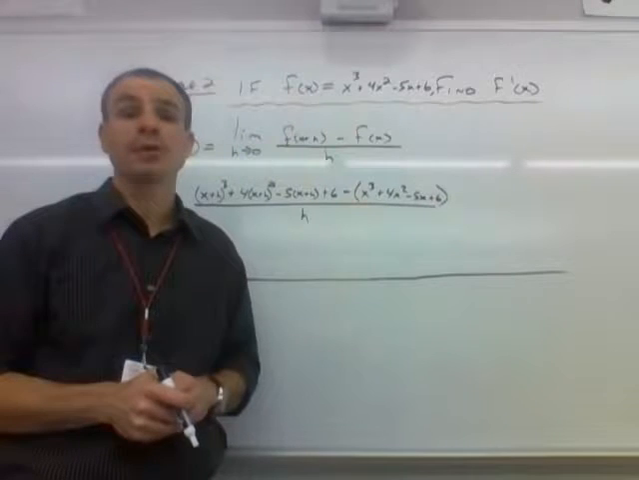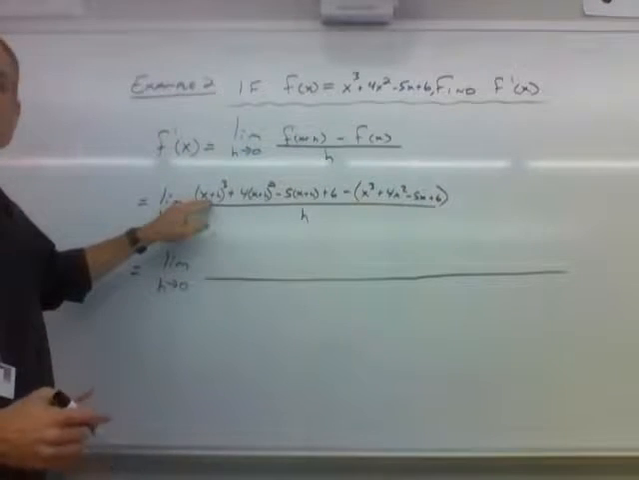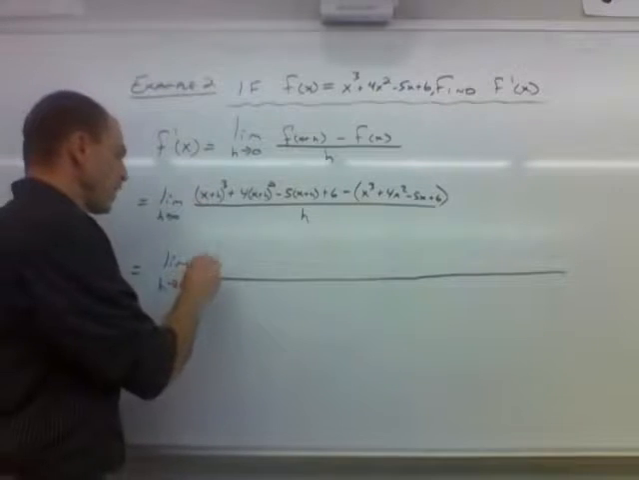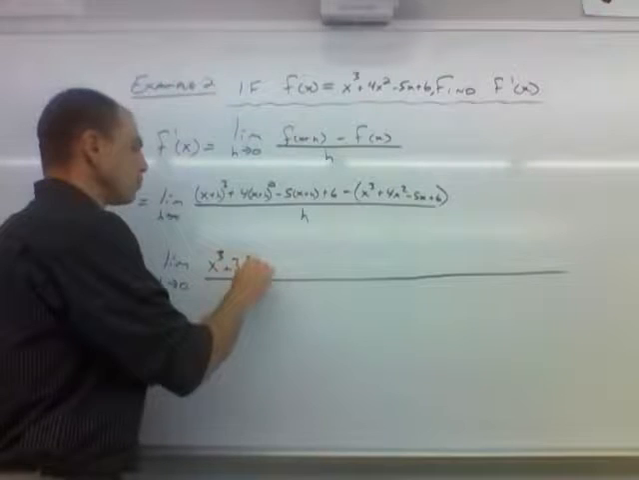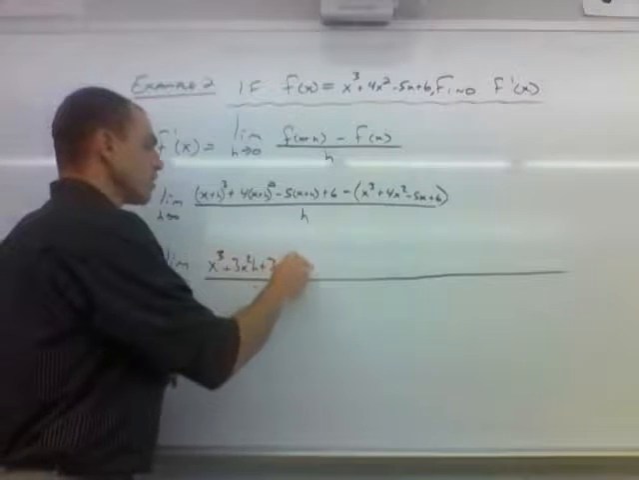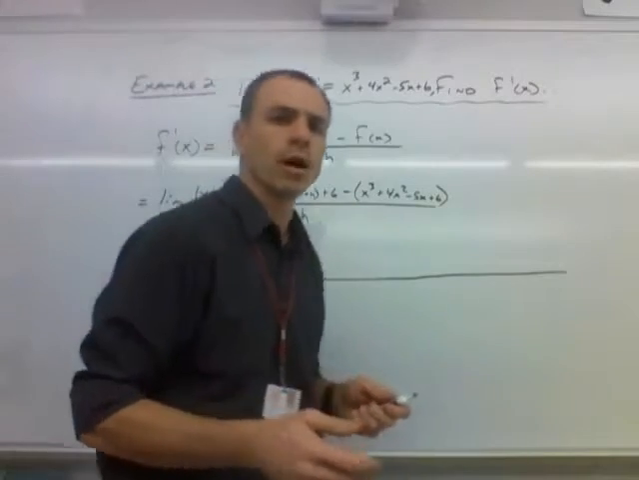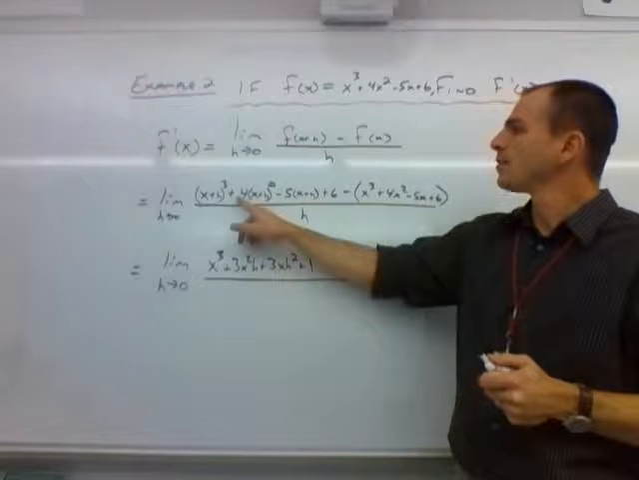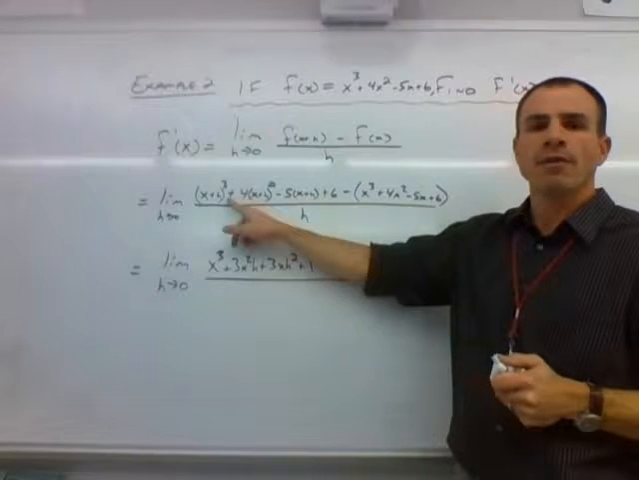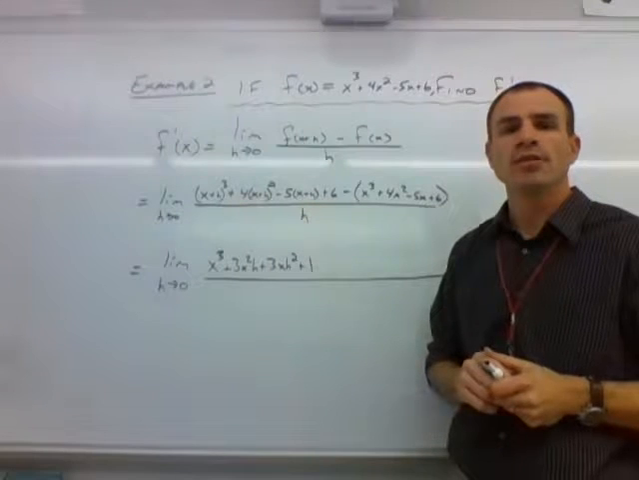Okay, so we have a lot of algebra going on here. Now, in a previous video, we expanded out x plus h cubed. That came out to be x cubed plus 3x squared h plus 3xh squared plus h cubed. So you can check that previous video as example 1 from the previous lesson. We have that expansion right here. Then we have 4 times x plus h squared.